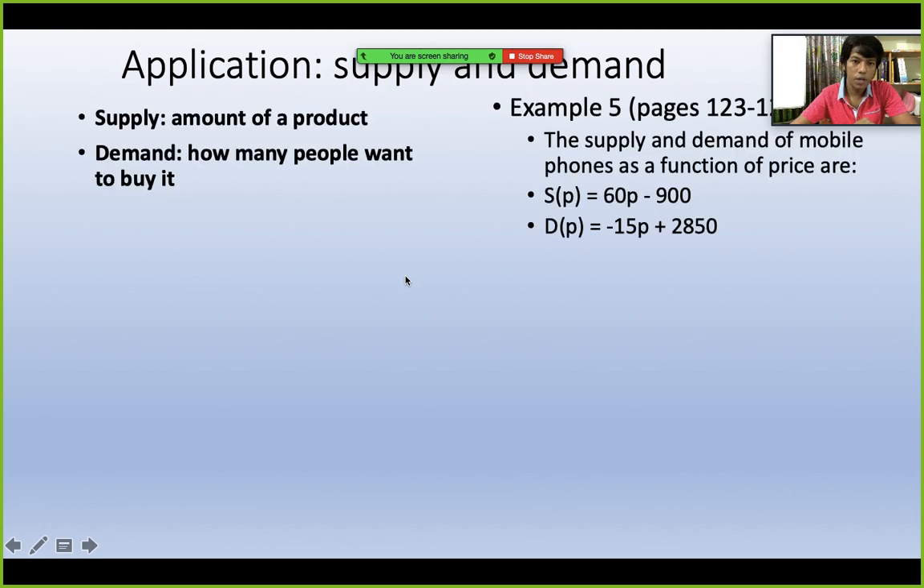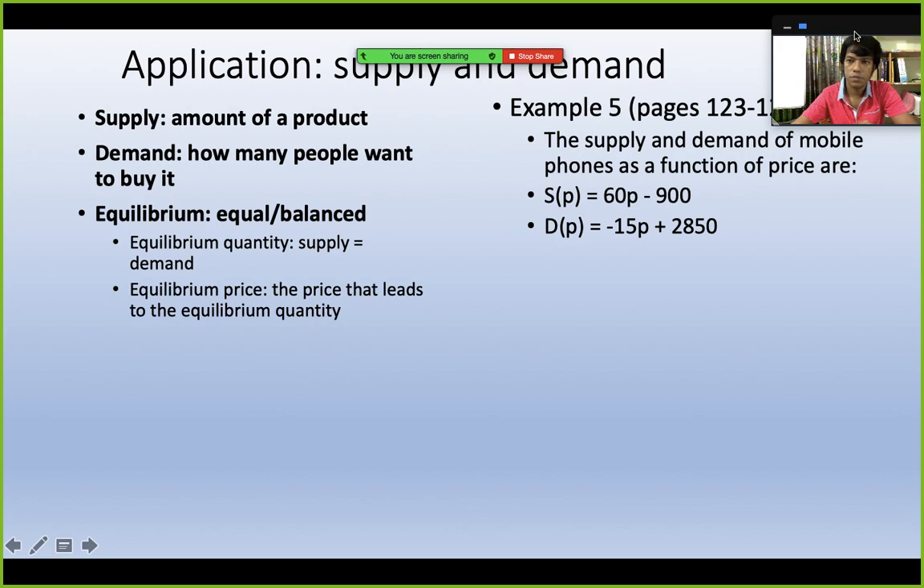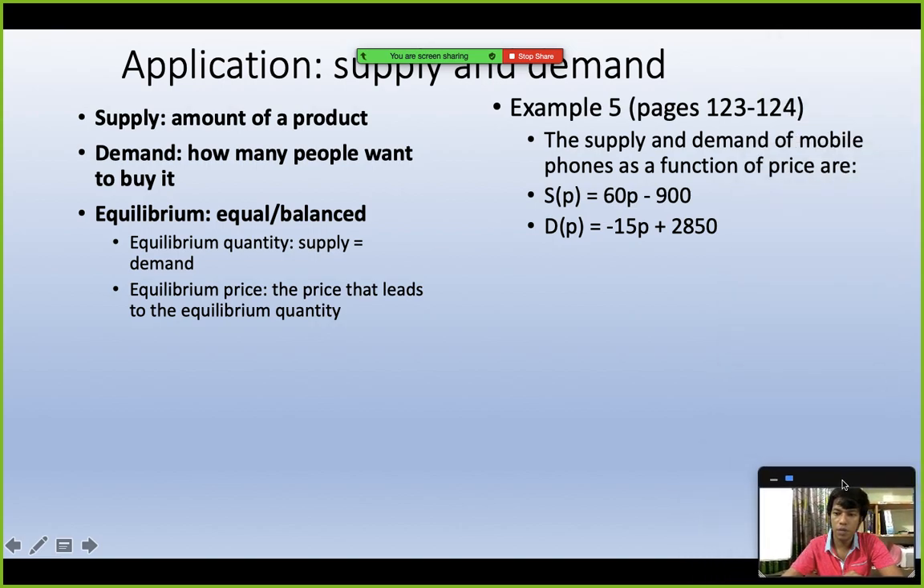We have one math problem here, which is from example number 5 from our book. The supply and demand of a mobile phone as a function of price is given: S(p) equal to this and D(p) equal to this.